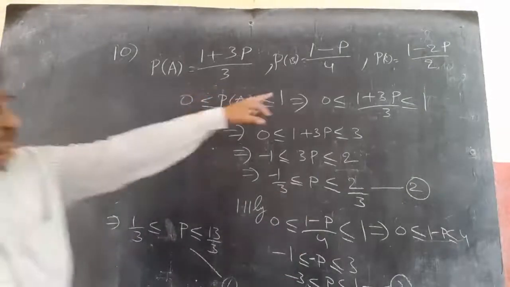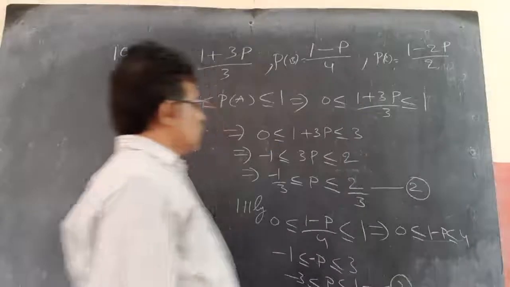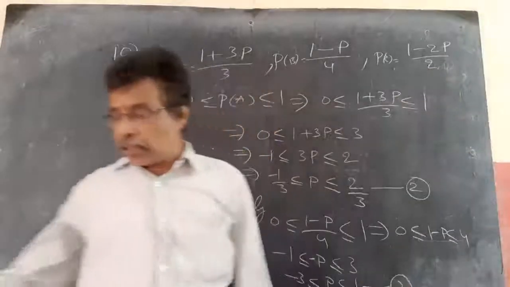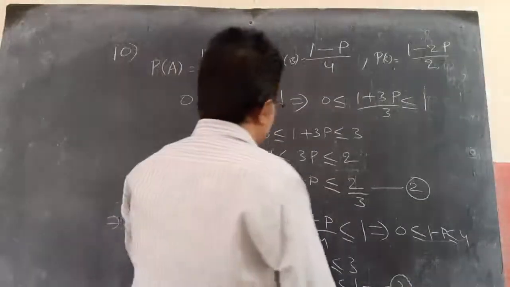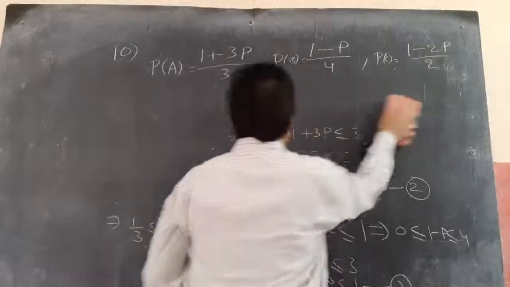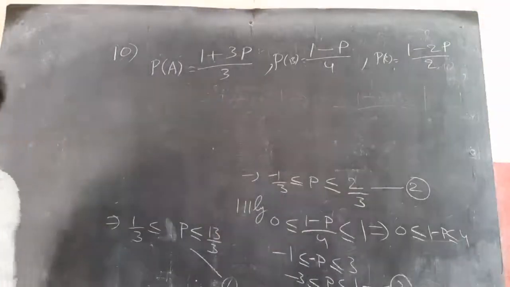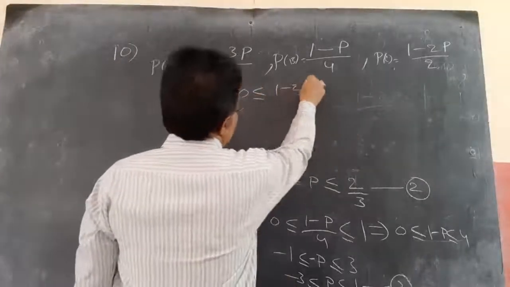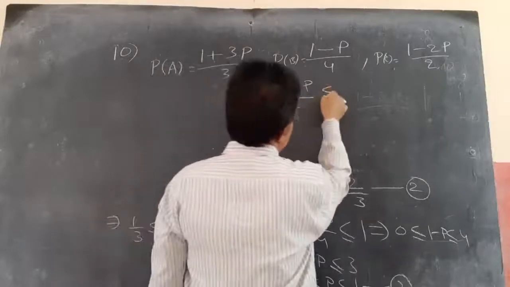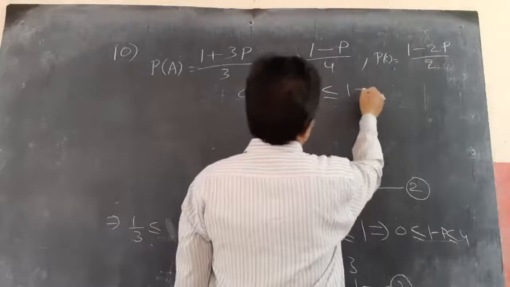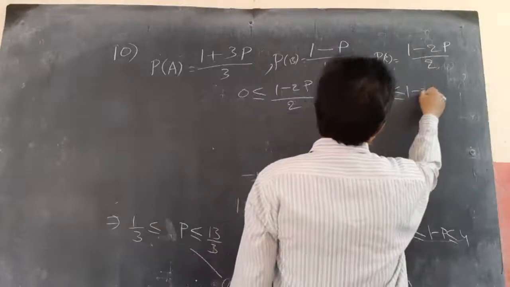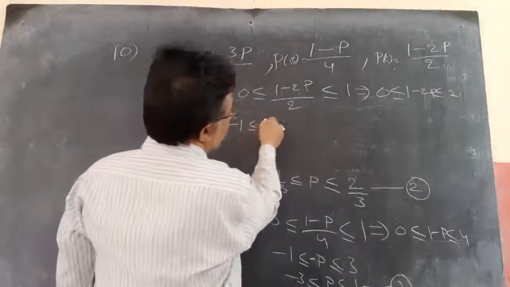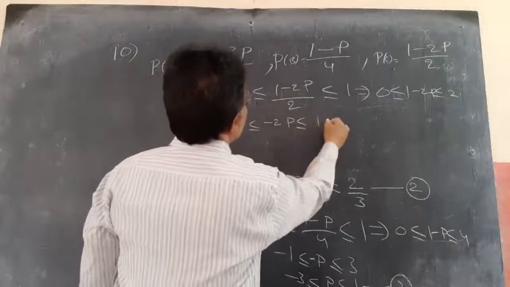And one more is there. This is 1 minus 2p by 2. Now I need to take P of C, which lies between 0 and 1. What is P of C? 1 minus 2p by 2 lies between 0 and 1. Again multiplying with 2 becomes 0 less than or equal to 1 minus 2p less than or equal to 2. And subtracting 1: minus 1 less than or equal to minus 2p less than or equal to 1.